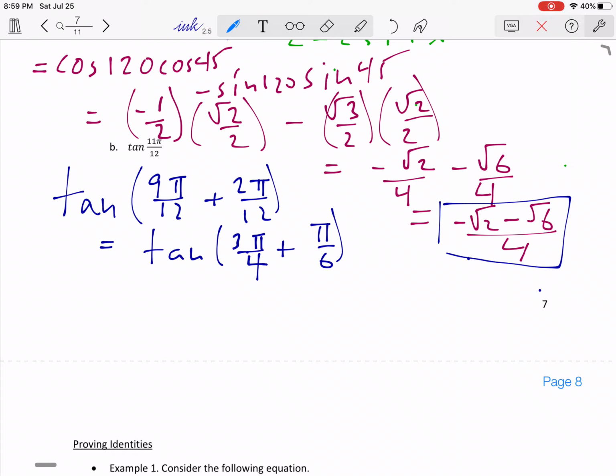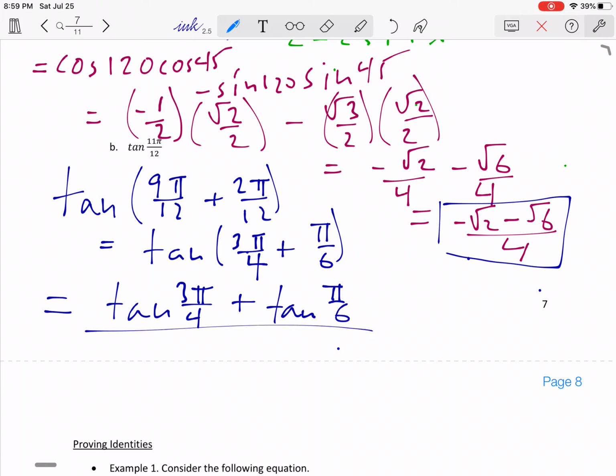Okay, so now we've got our sum identity there. That's going to be equivalent to, and again, I'm getting this from the table of identities, tangent 3 pi over 4 plus tangent pi over 6 over 1 minus tan 3 pi over 4 and then tan pi over 6. Okay, so now that you've got that, work out what each of those are.